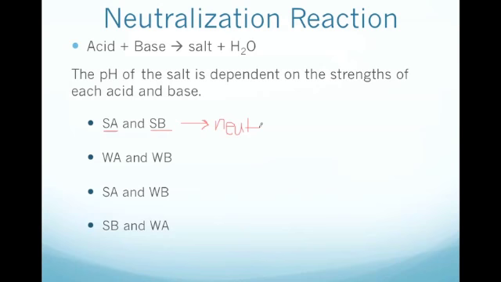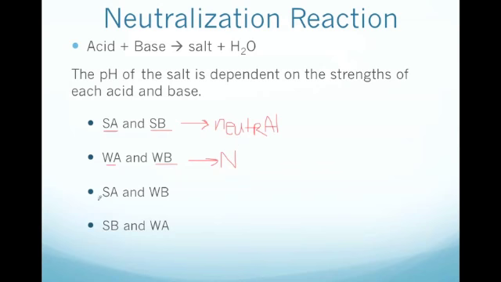If you look at the next one, we've got a weak acid, W meaning weak, and we've got a weak base. Again, if you have two weak things playing tug of war, you're going to end up straight in the middle again. So it's also going to be neutral. I'm just going to write N for neutral.